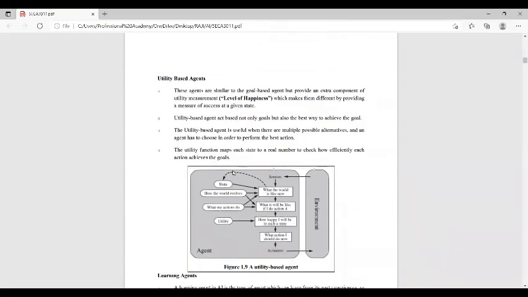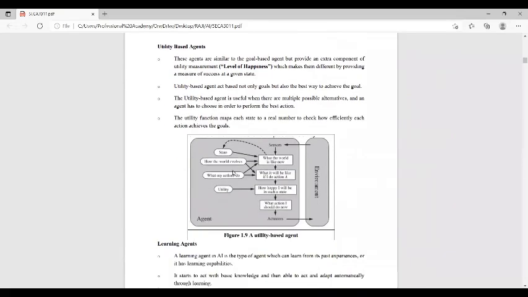A utility-based agent is one where utility is nothing but a measurement of the level of happiness. It is based on the happiness level, the happiness state. It checks whether a person will be happy in a particular state or not, and based on the happiness level, it behaves. So it is actually not based on a goal, but on the best way to achieve a goal. That is called the utility-based agent.